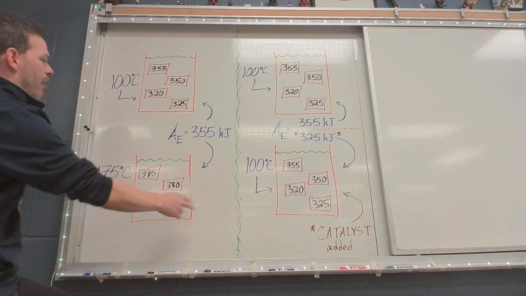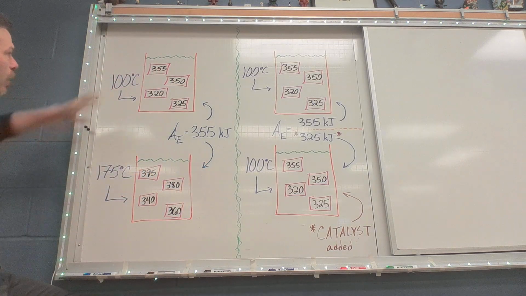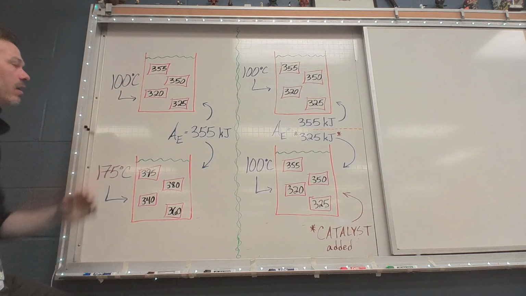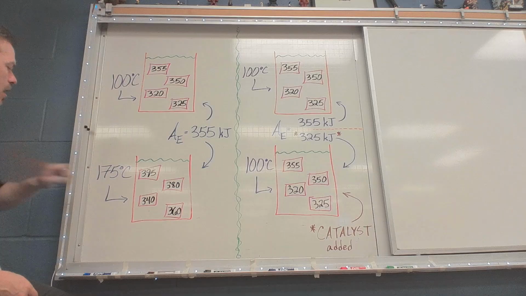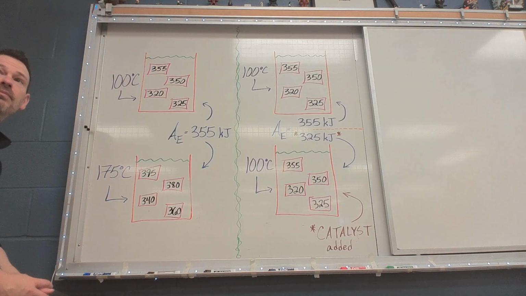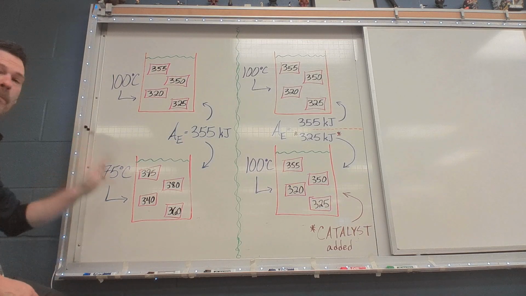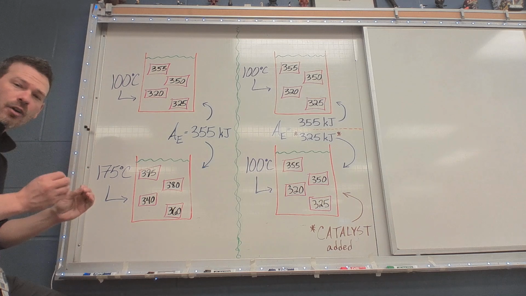Let's start over here on this side of the green line. Look at my two different beakers. They're at different temperatures. Do you see how the top beaker's at 100 and the bottom's at 175? Different temperatures. The bottom beaker is hotter.